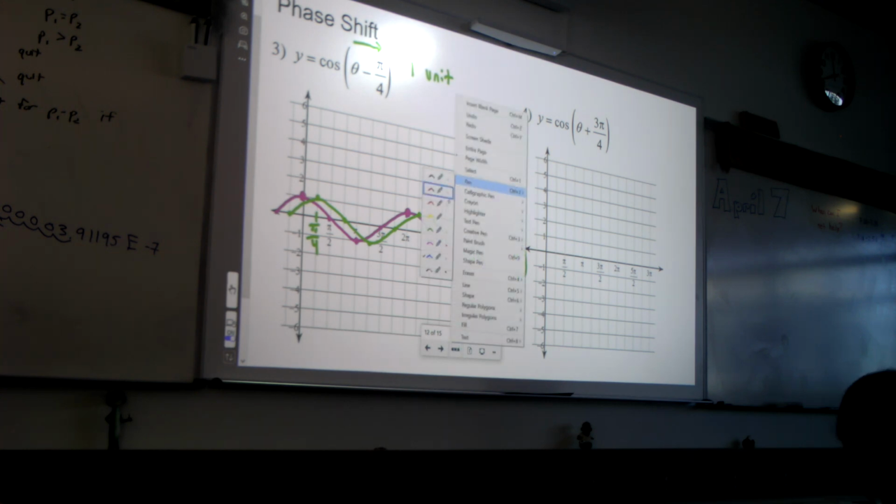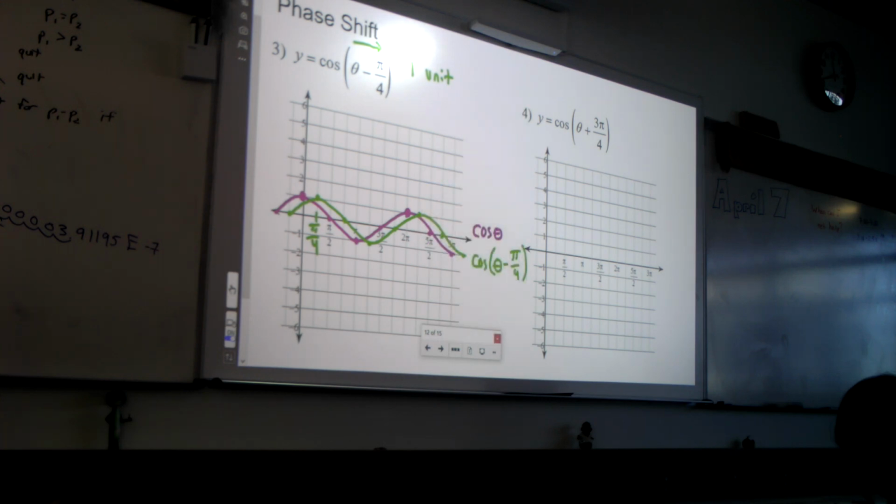So this next one is going to also be cosine, but it's plus 3 pi fourths. So what does that mean it's going to do? It's going to move to the left. To the left, and how many units is 3 pi fourths? Like 1, 2, 3, 4, 5 units. Okay, so let's look right here. So if this is 1 pi fourth, 2 fourths, 3 fourths. So it's only 3 units.